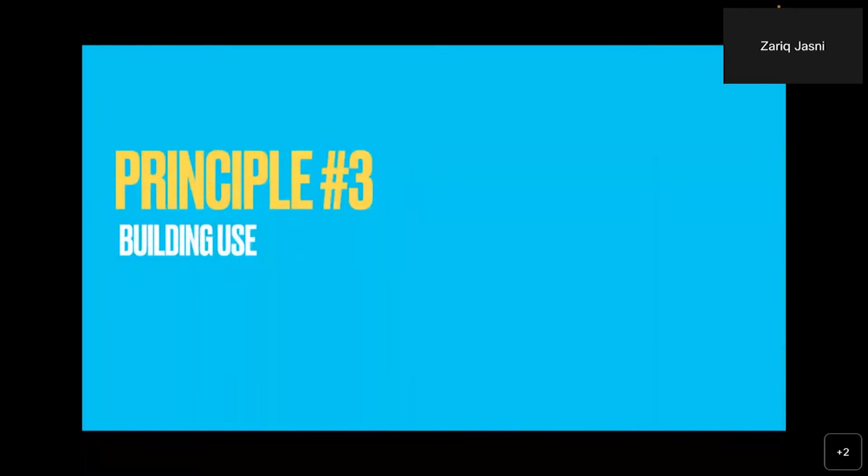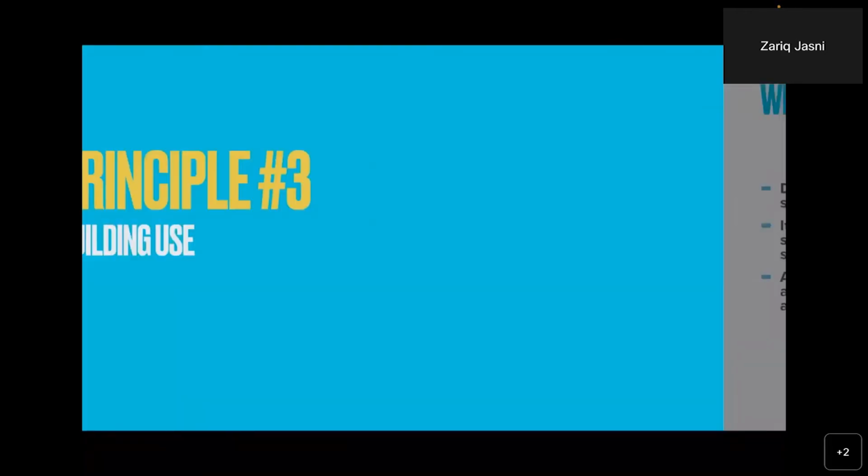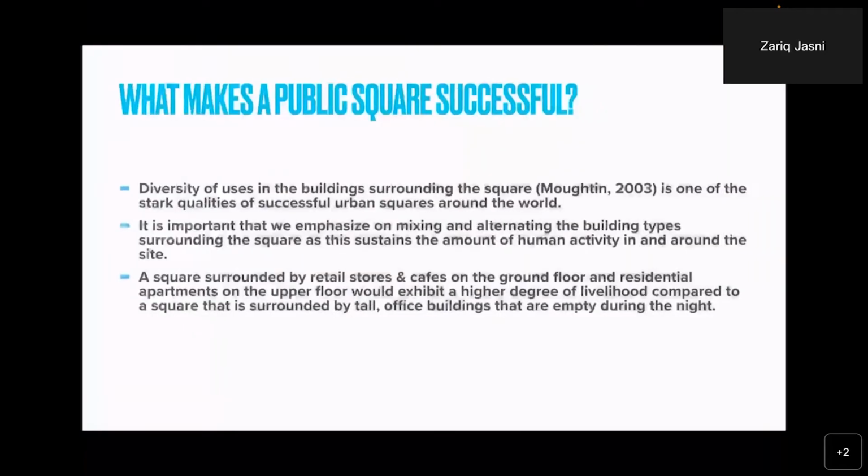So principle number 3 is building use. What makes a public square successful is the diversity of uses in the buildings surrounding the square. So it is important that we emphasize on mixing and alternating the building types surrounding the square, as this sustains the amount of human activity in and around the site.